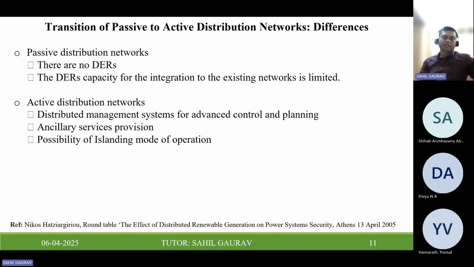Now, what do you mean by active distribution networks? Earlier we were having passive distribution networks, and now we call our distribution network as active. So what are the things due to which distribution networks nowadays become active? Our conventional distribution network, or you can call it passive distribution network, has no distributed energy resources, and the distributed energy resources capacity for the integration to the existing network is limited.